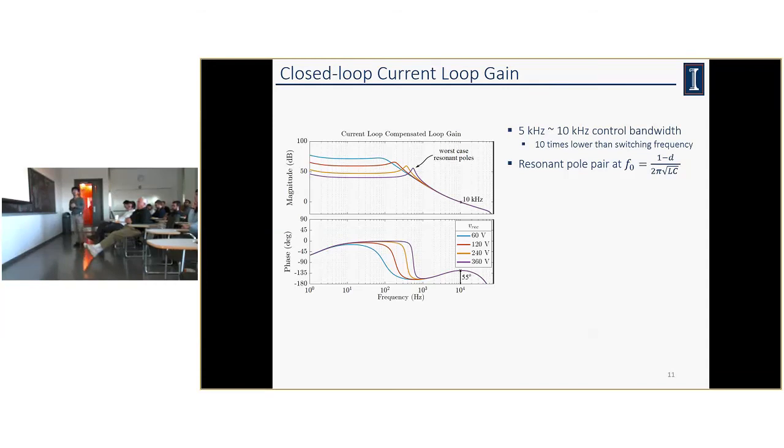Usually we design our loop gain to have a crossover frequency that's 10 times lower than the switching frequency. From the transfer function, we can derive a resonant pole at this frequency. If you take a look at this equation for the resonant pole, we can see that the smaller the L, the further it pushes the resonant pole frequency to a higher frequency.